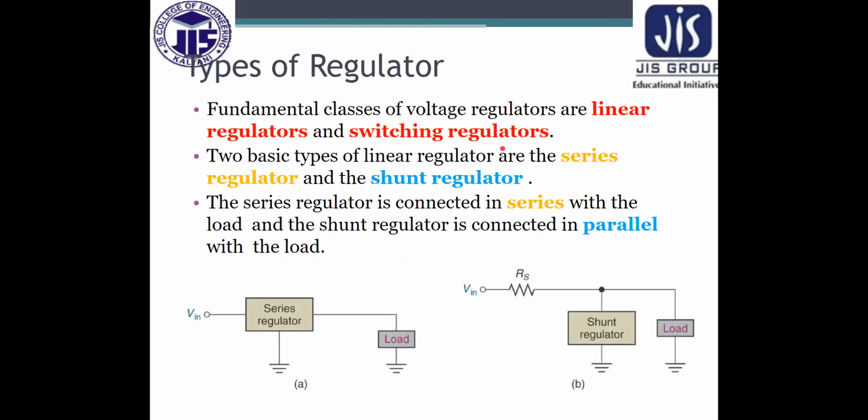Types of regulators. Now, the fundamental classes of voltage regulator are linear and switching. Two basic types of linear regulators are series and shunt. A series regulator is connected in series with the load, and a shunt regulator is connected in parallel with the load. Both types of image you can see over here. One is series, another is shunt.